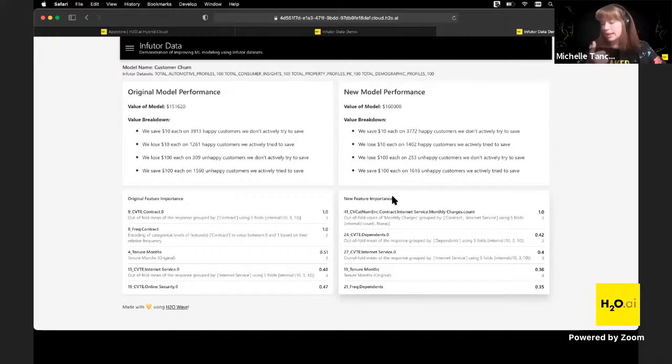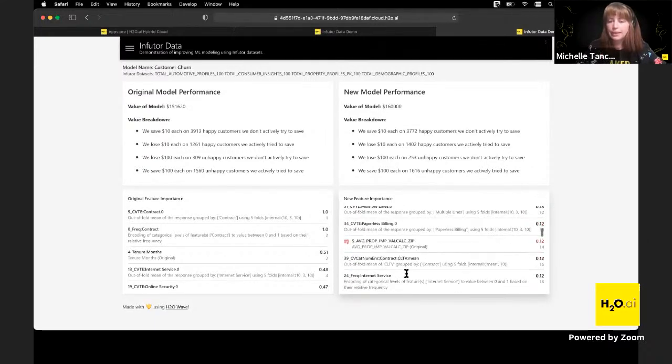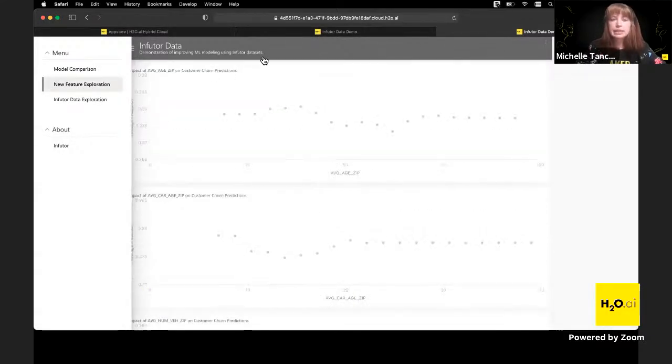This demonstration shows how we combine AutoML, the rapid prototyping of UI front ends, and Infutor's third-party data. On the side here, I have all the features that were built in my model, and some of these features are a little complicated, but some of them are new ones that came from Infutor. So we're going to look through those new features.